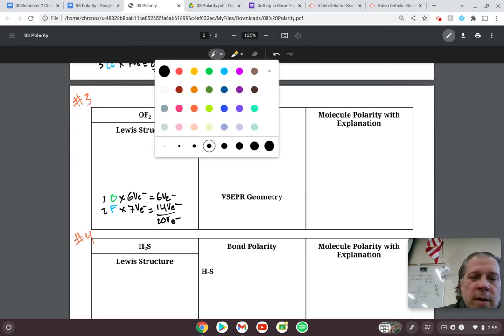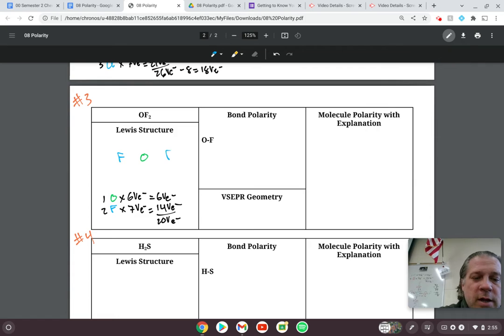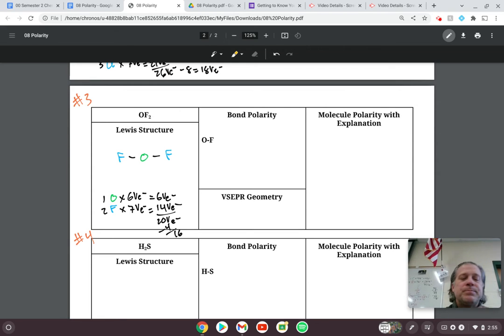So I'm going to start with my central atom, which is oxygen. I'm going to take fluorine, put it on either side, and then draw a single bond in between. So 20 minus 4 is 16 valence electrons. And in this case, I'm going to start placing pairs of electrons around all of my atoms until I've used up all 16. So 2, 4, 6, 8, 10, 12, 14, 16. Okay, so that's the most properly drawn structure for OF2.